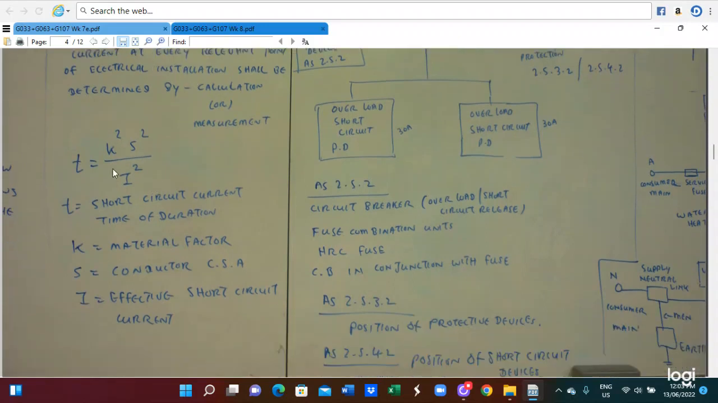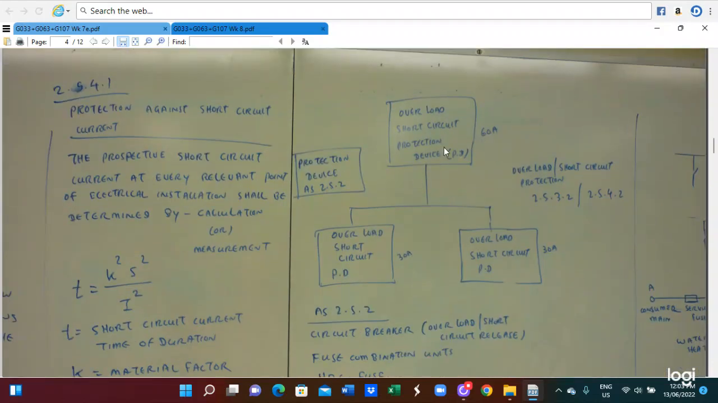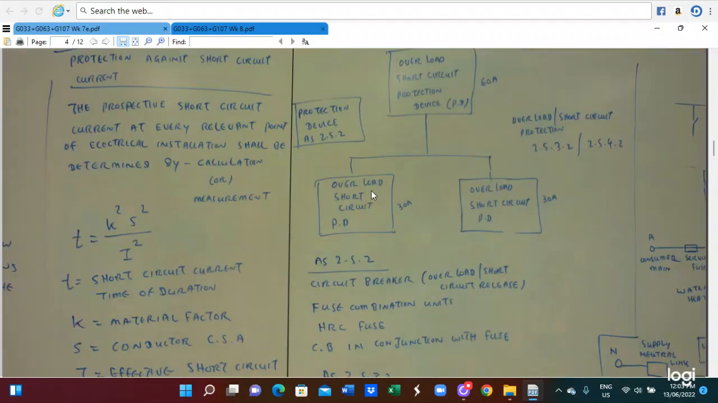In this case, t is the short circuit time or duration, k is a material factor, S is the conductor cross-sectional area, and I is the short circuit current. So this is how overload and short circuit protection devices are constructed. In these protection devices, we must follow AS/NZS 2.5.2. The overload and short circuit protection devices must follow the AS3000 standard, 2.5.3.2 and 2.5.4.2.